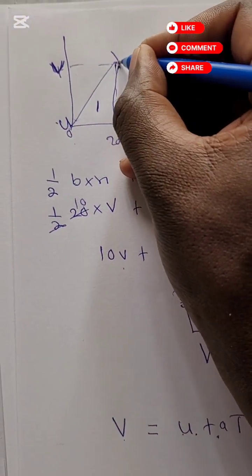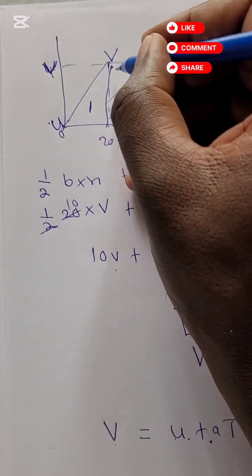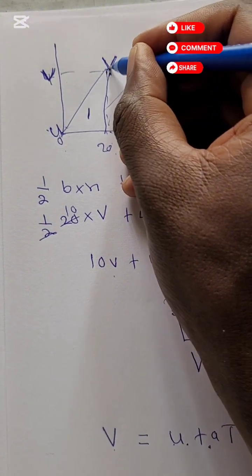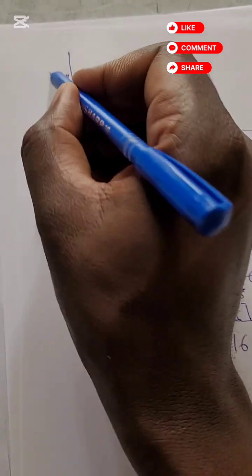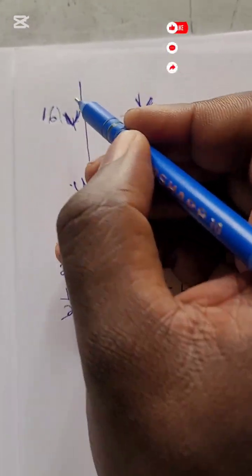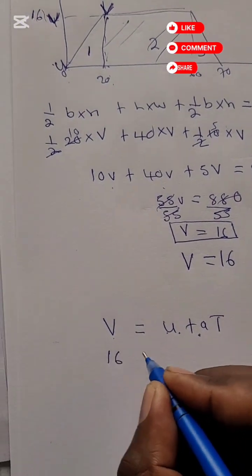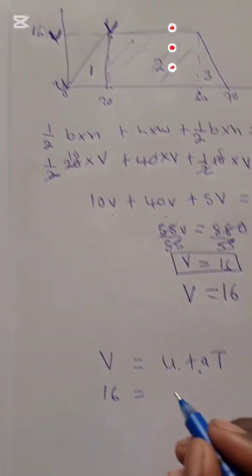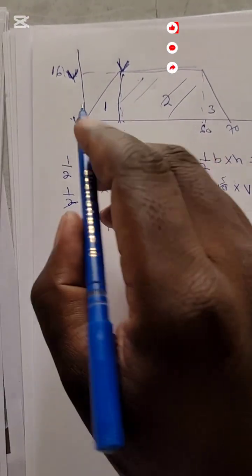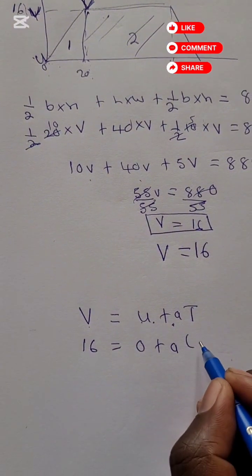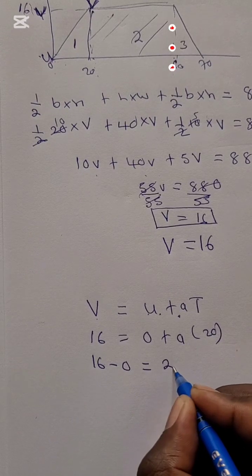Our final velocity, we're going to put V. Initial starting point, that's U. Then the ending point is V. So the value of V right here is 16. That's our answer for V. So we substitute: 16 is equal to the value of U, that's 0, plus A, then time, first 20 seconds, we put 20. So 16 minus 0 is equal to 20A.